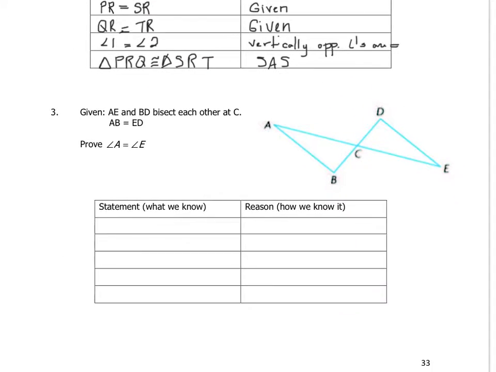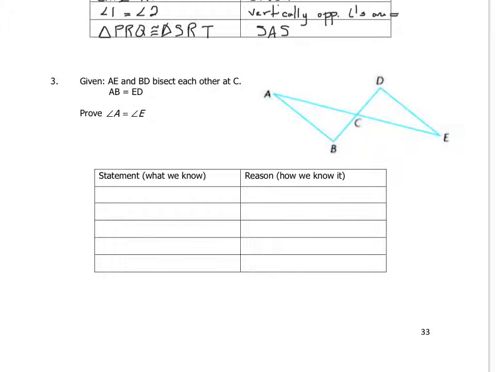Okay, the next example has given AE and BD bisect each other at C. So that means that AC and EC would have to be the same, and DC and BC would have to be the same. Bisect each other means they cut each other in half, two equal halves. And we also know that AB equals ED.